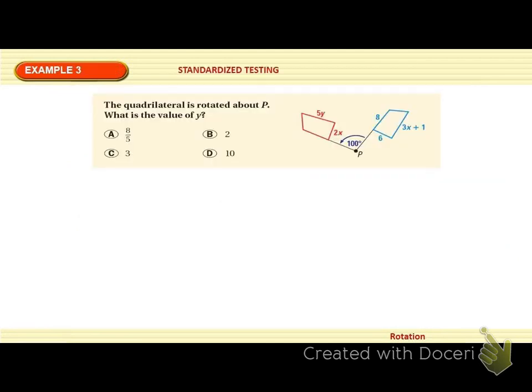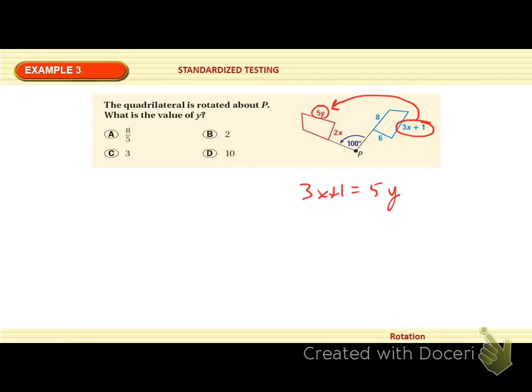Now, we can also use the idea of a rotation being an isometry to help solve some problems. For example, this standardized testing problem, where they give us this figure, which tells us that this quadrilateral has been rotated about p, 100 degrees, and we want to go find y. Well, here's y. And if we can visualize this a little bit, we will see that 3x plus 1 is the side that maps out to the 5y over here, right? If we rotate that figure over. So we know that 3x plus 1 is going to be equal to 5y since this is an isometry.